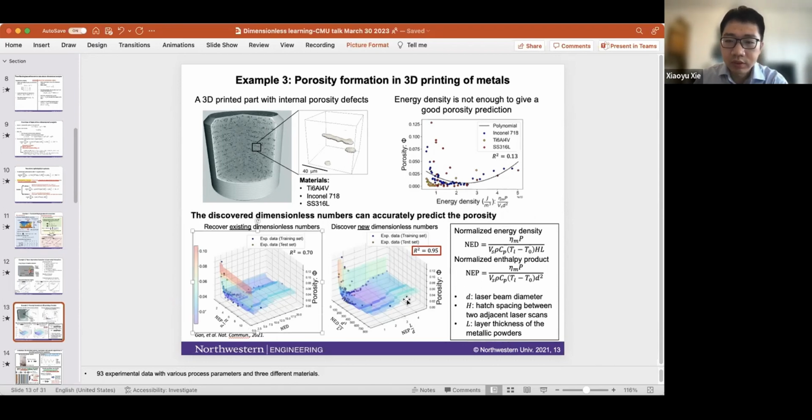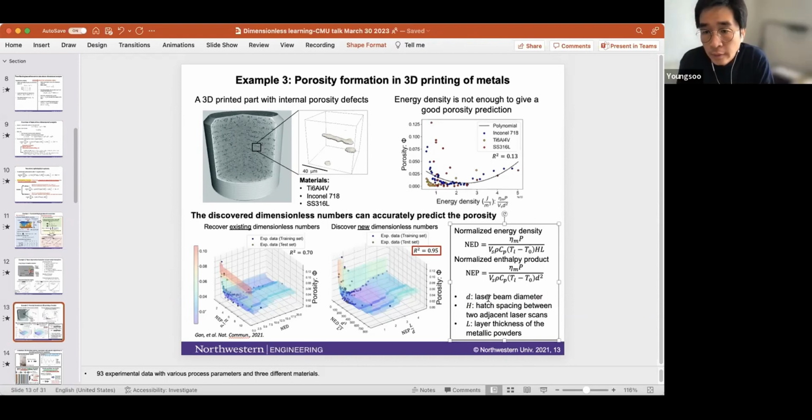And for the improvement from 0.7 to 0.95, we try to explain it in our paper. We actually only know that the change is that we multiply the NED or NEP by some non-dimensional length, but it's hard to explain the physical meaning of this non-dimensional length.